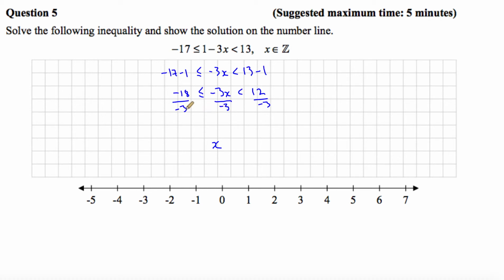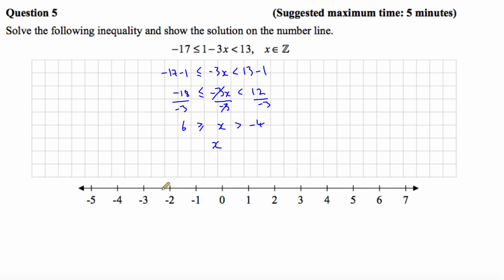So minus 18 over minus 3 is 6, and that flips this sign the other direction. So 6 is greater than or equal to. These minus 3s cancel, leaving me with x in the middle. And this sign flips also the other direction, and 12 divided by minus 3 is minus 4. So 6 is greater than or equal to x, which is greater than minus 4.